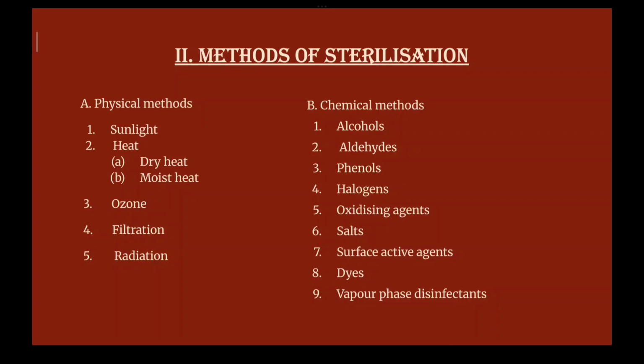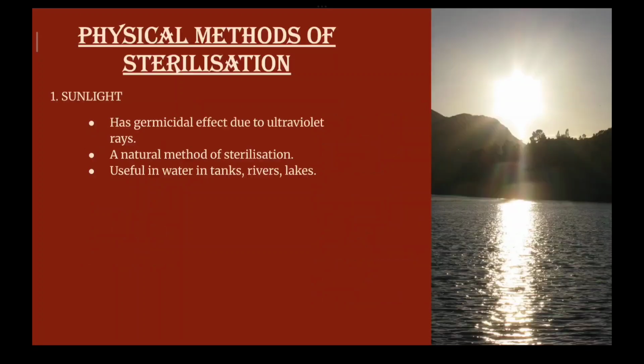Now, the chemical method here involves various types of disinfectants, which include alcohol, aldehydes, phenols, halogens, oxidizing agents, salts, surface active agents, dyes, and vapor phase disinfectants. So these are the different chemicals that are used to sterilize.